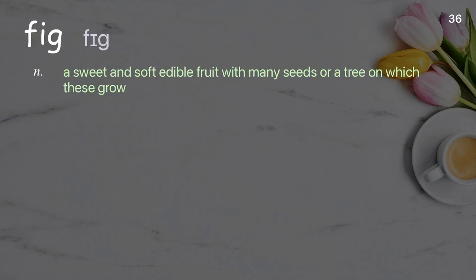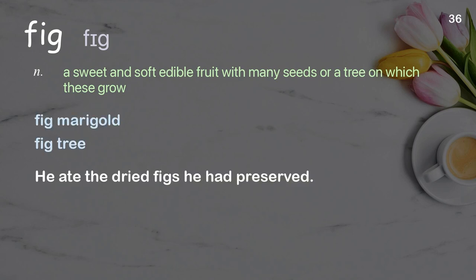Fig: a sweet and soft edible fruit with many seeds, or a tree on which these grow. Examples: fig marigold, fig tree. He ate the dried figs he had preserved.